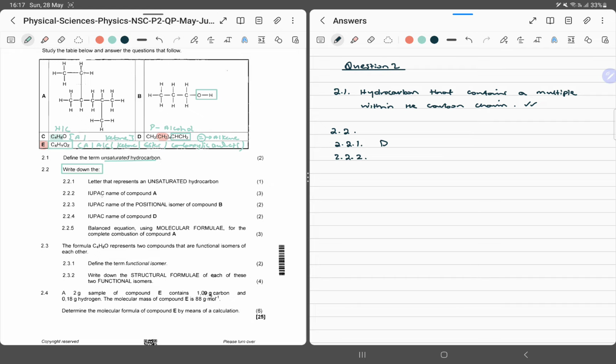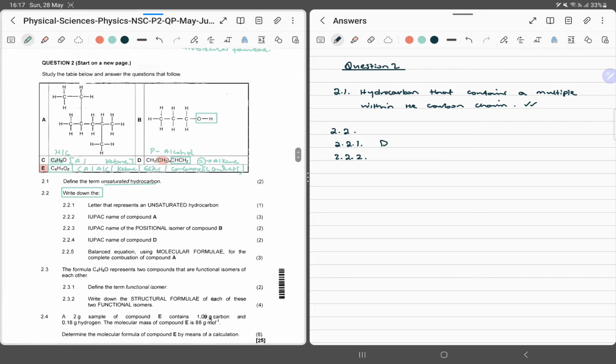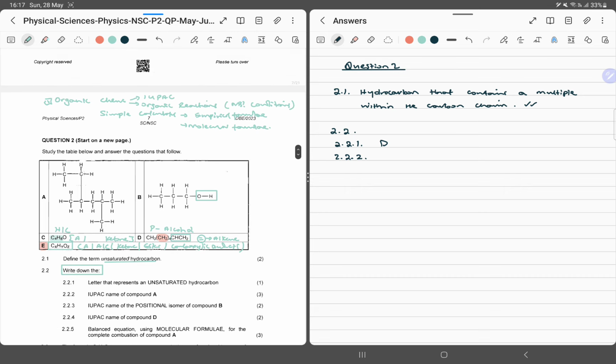2.2.2. The IUPAC name of compound A. Okay. Now compound A, we need to find the longest chain. So let's see, we've got 1, 2, 3, 4, 5, 6. If we go that way, 1, 2, 3, 4, 5, 6. If we go that way, straight 1, 2, 3, 4, 5. So the longest chain is 6 carbons. Let's just go that route.